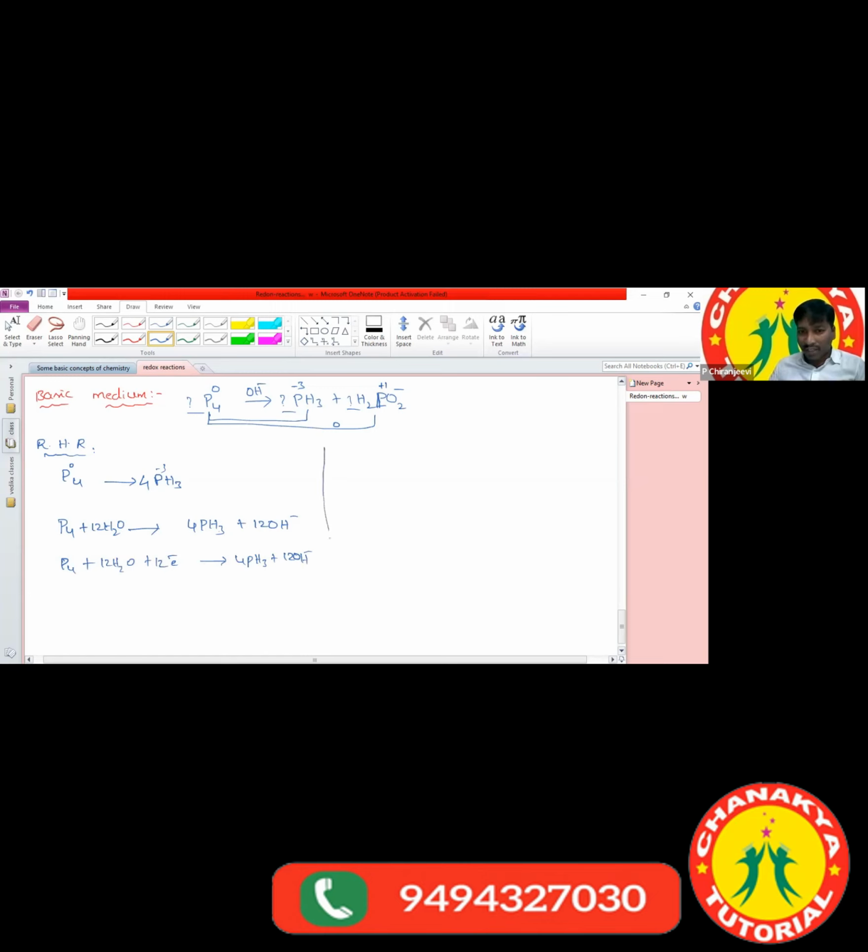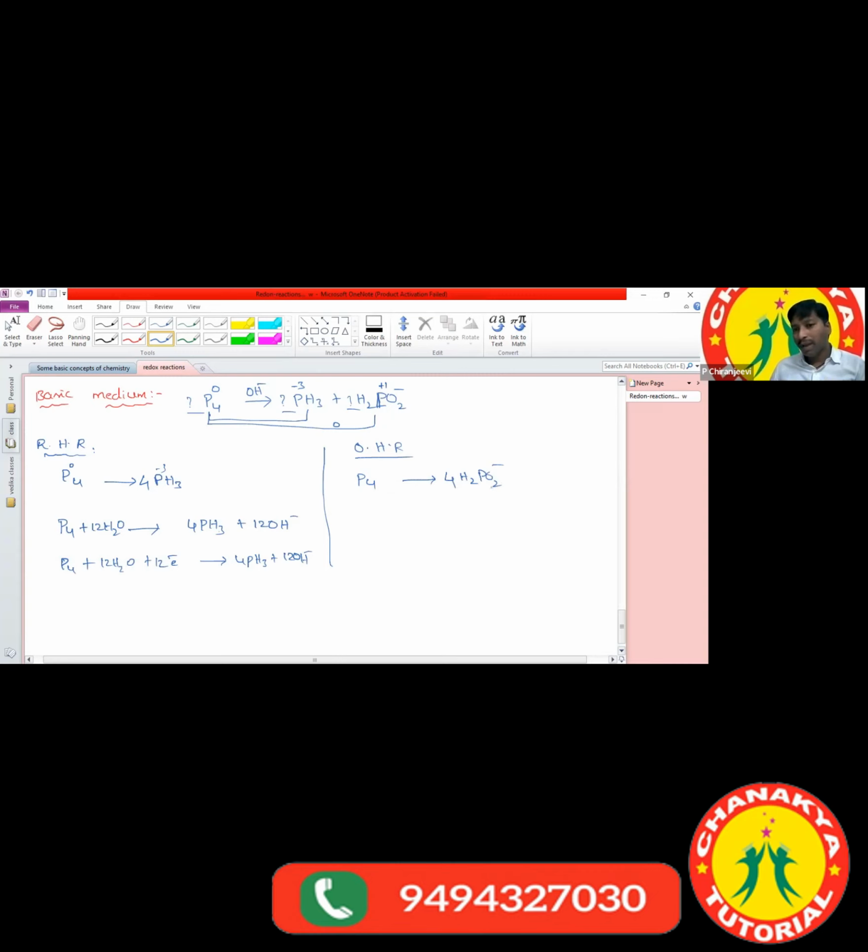Now there is another equation. What is the other equation? The oxidation half reaction. P4 is converted into H2PO2 minus. First of all, the number of phosphorus atoms we can balance by multiplying with 4. Both sides have the same number of phosphorus atoms. Then what about the number of oxygens?